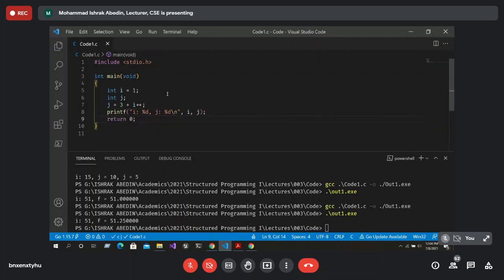Can anybody guess what will be the value of i and j after the execution of this program? Sir, i will be 2 and j will be 4. I think the result will be 5. So i will be 2, j will be 4. Okay, j will be 5. 4 or 5?